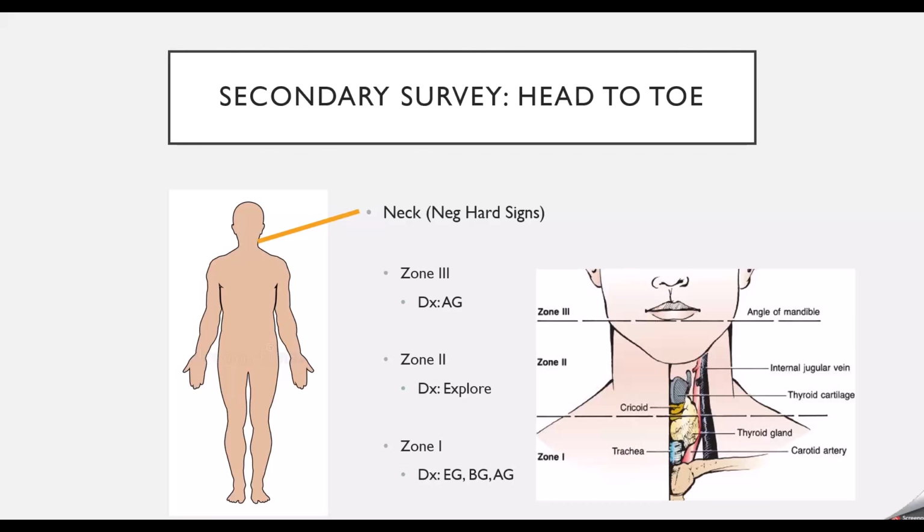Go to zone 2, you can just literally surgically explore that. That's super chill. Zone 3 though, so this is the edge of the angle of the mandible to the base of the neck. That's an aortogram because you're going to be worried about those kind of structures up there as well.